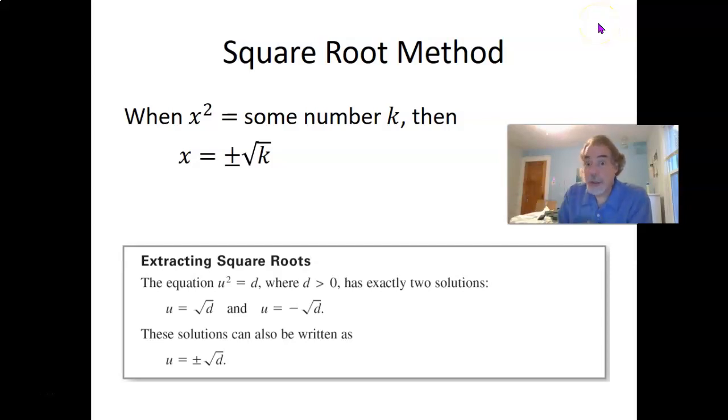In the last video, we talked about solving quadratic equations by factoring. Now we're going to solve some by the square root method. The key to this is that when x squared equals some number, then x is either the positive or negative square root of that number.